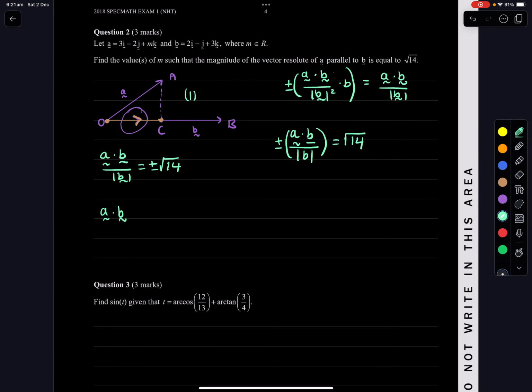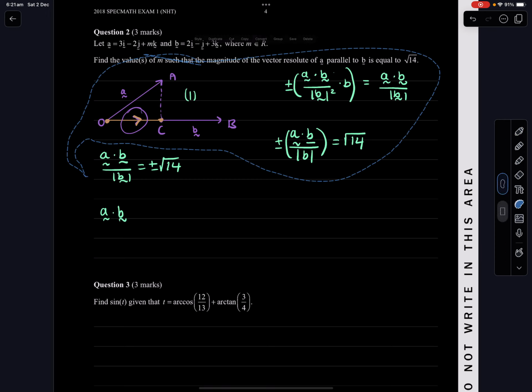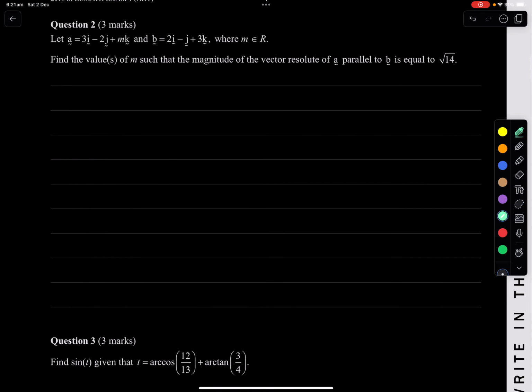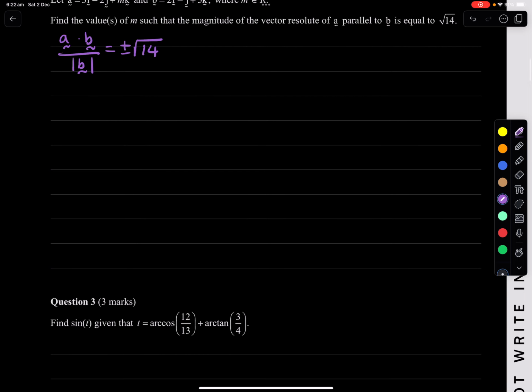Well, I want to rub a lot of stuff out, actually. Because I've just explained, I'm just going to rub everything out here and leave what I need, to make everything simpler. So if I rub everything out and rewrite everything nicely. Okay, so A dot B over B, your vector resolute, is equal to plus or negative root 14. So the first case is we're going to take the positive. So what's A dot B actually?